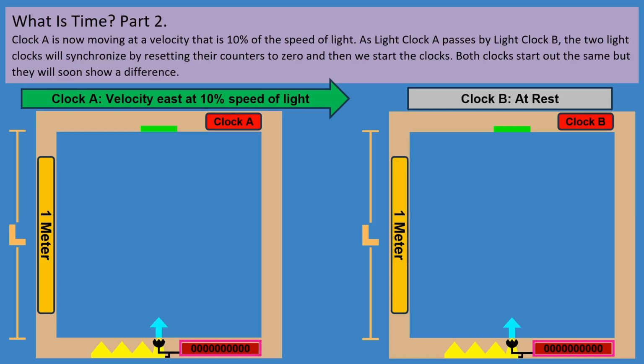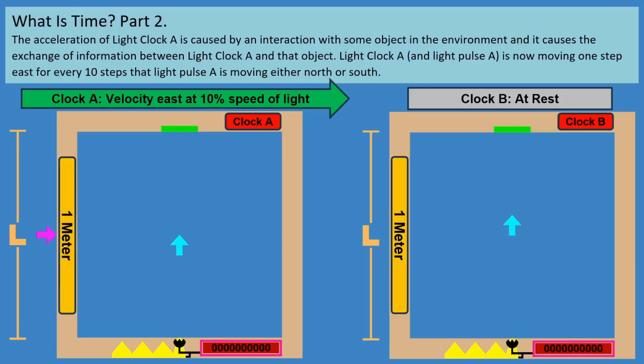Both clocks start out the same, but they will soon show a difference. And now we will step through the processes for both of the light clocks. The light pulse is now moving in the north direction until we get to the first difference.